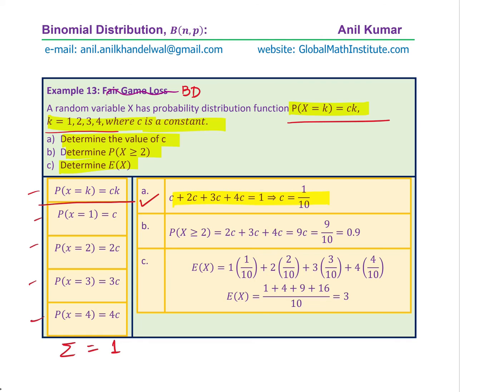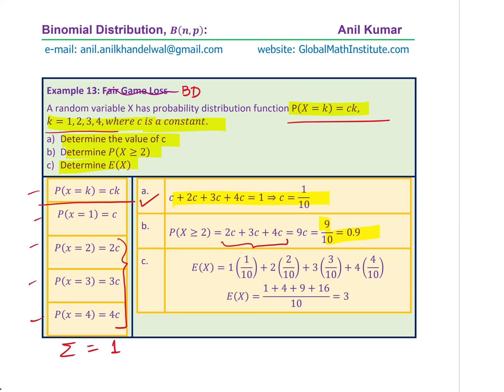Now, second part is to find the probability when x is greater than or equal to 2. So greater than or equal to 2 means these three cases, correct? So add them up, these three cases. We know the value of c now, which is 1 over 10. Substitute that value and get the answer, which is 0.9.